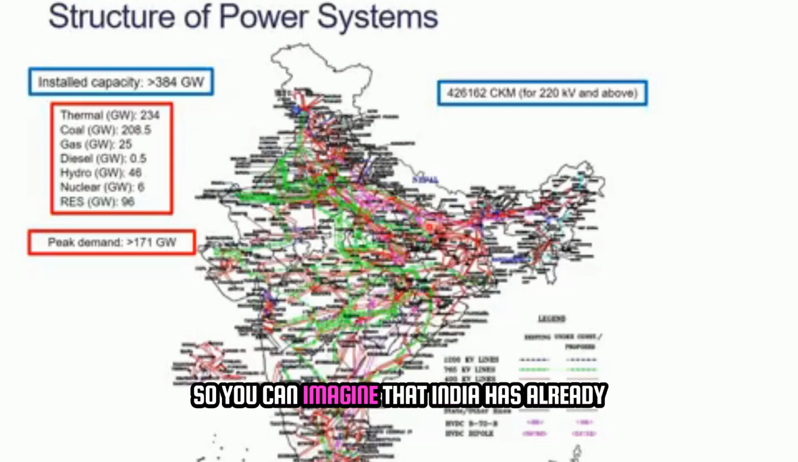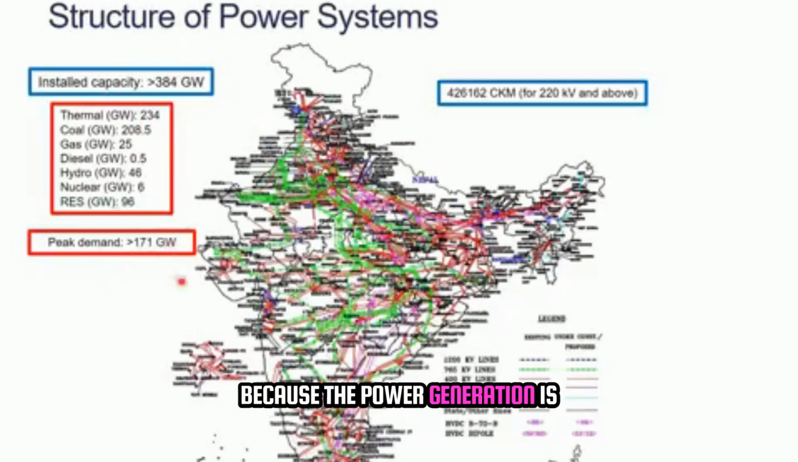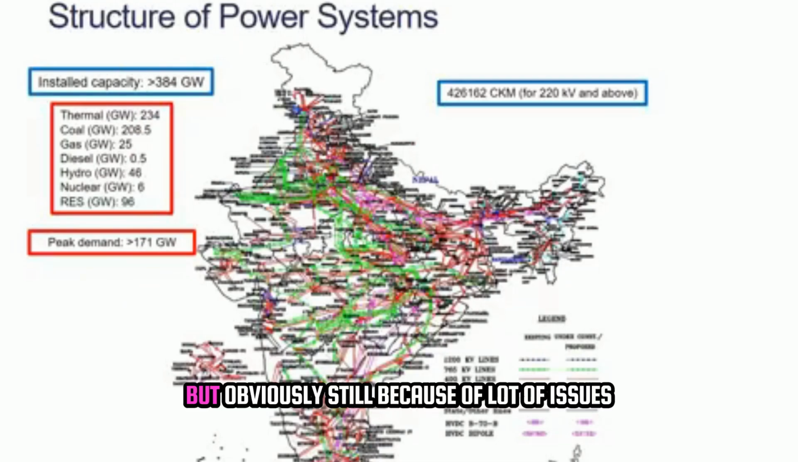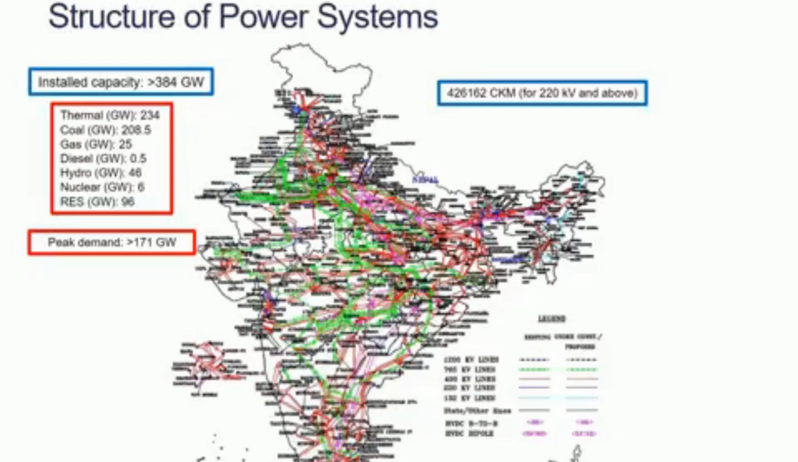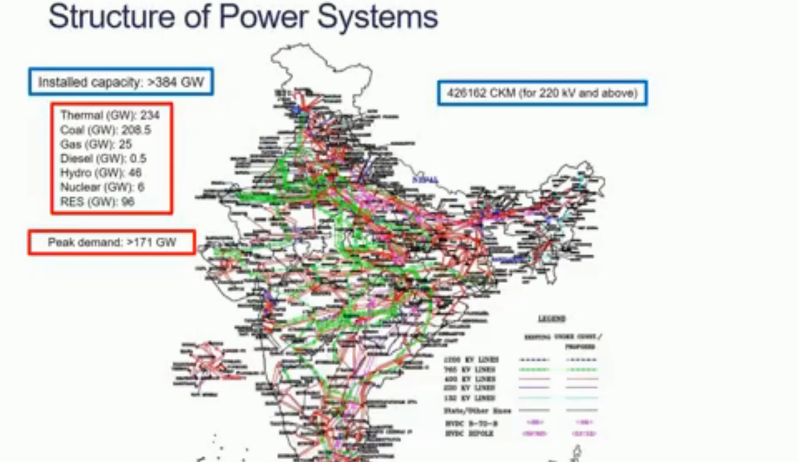So you can imagine that India has already become a surplus country. What do I mean by surplus here? The power generation is more than what we require, but obviously, because of a lot of issues, we still face load shedding and power outages.